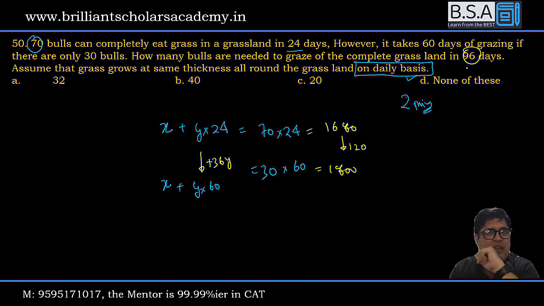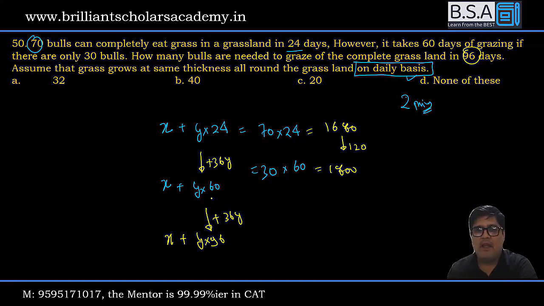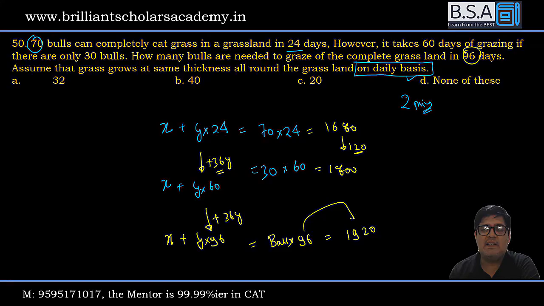We understand that. Now what does it say? 96 days. See how beautifully the numbers are arranged. Look at this. X plus y into 96. What is the increase here? The increase is 36y. 36y is equal to what? Equal to 120. So this must be 1920. Now 1920 should be equal to number of bulls into number of days. Bulls into days is the grass they are consuming. Bulls into days is the work they are doing. So divide these two. The number of bulls will be 20.